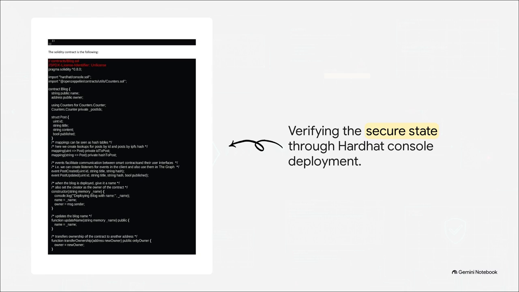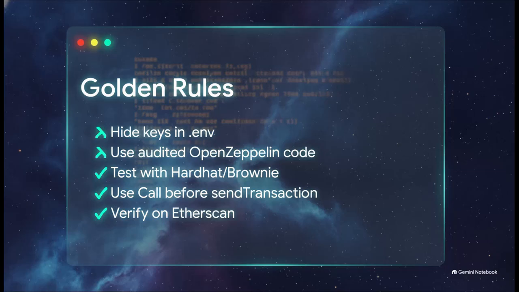Using Hardhat or Brownie deployment scripts, we can quickly spin up a local node or push directly to Ethereum. Just looking at a typical console output here, you can verify your secure state right from the terminal. The framework handles all the heavy lifting, giving you transaction hashes, gas costs, and contract addresses instantly. It's incredibly satisfying. Let's lock this in with a quick checklist to finalize your professional workflow.